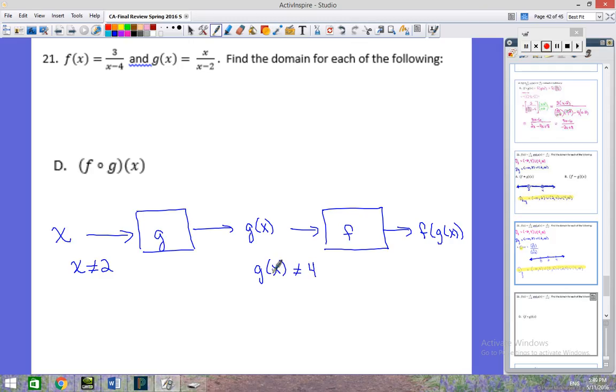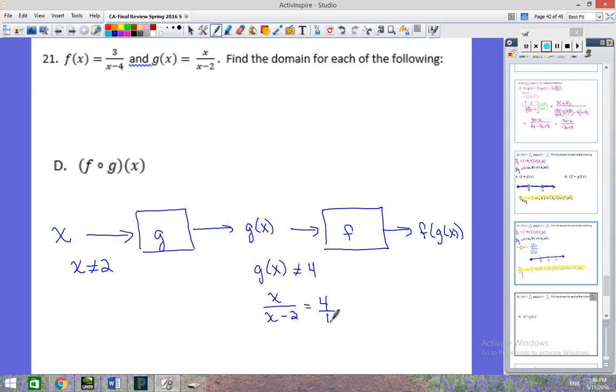Okay. But see, we're not saying that x can't be 4. We're saying that g of x can't be. We've got to figure out what x, if you put into g, causes an output of 4, and then not put in that x value. So if g of x on the left-hand side is this x over x minus 2, I'm going to temporarily let it equal 4 so I can figure out what value of x to avoid.